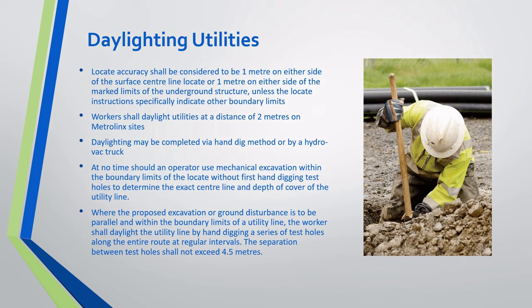At no time should an operator use mechanical excavation within the boundary limits of the locate without first hand digging test holes to determine the exact center line and depth of cover of the utility line. Where the proposed excavation or ground disturbance is to be parallel and within the boundary limits of a utility line, the worker shall daylight the utility line by hand digging a series of test holes along the entire route at regular intervals. The separation between test holes shall not exceed 4.5 meters.